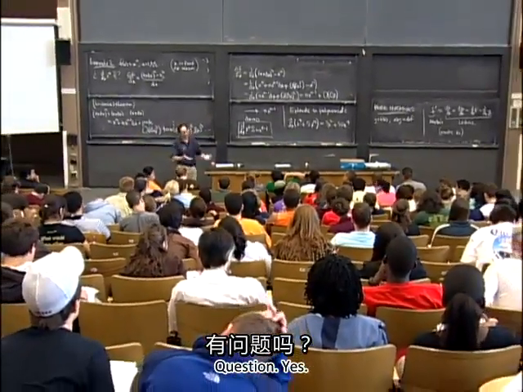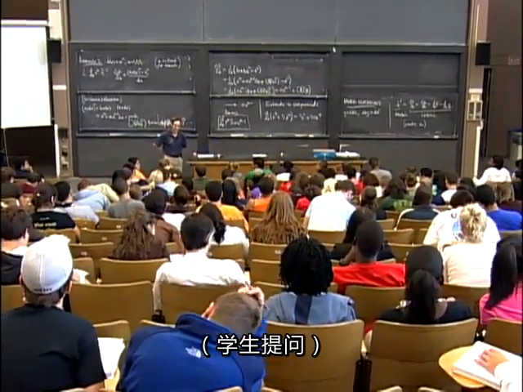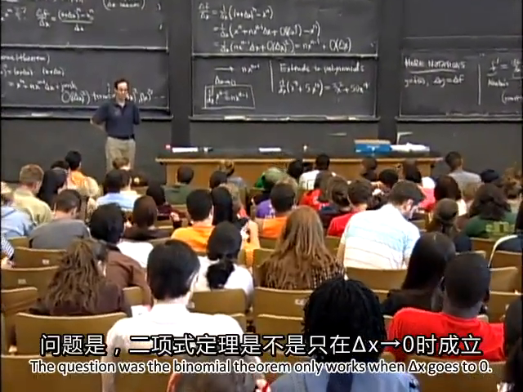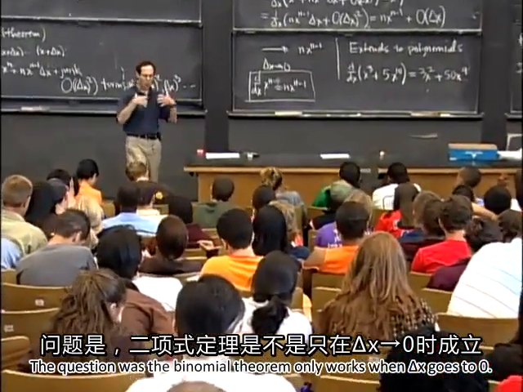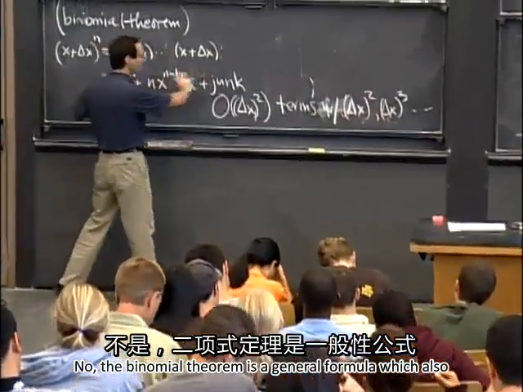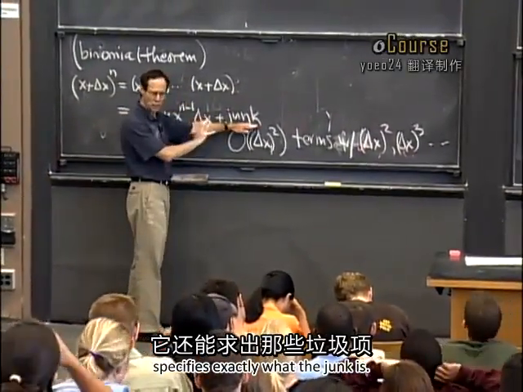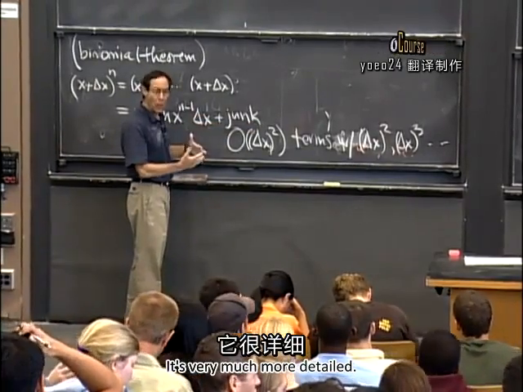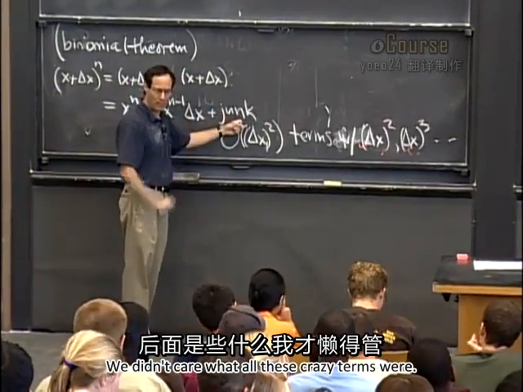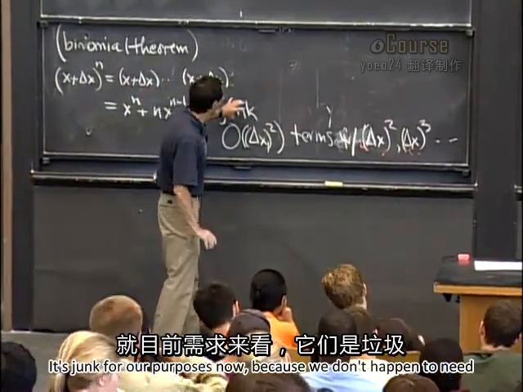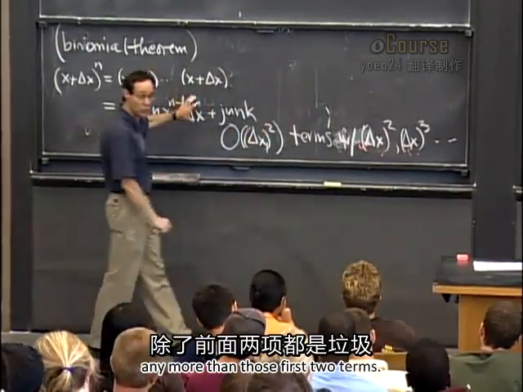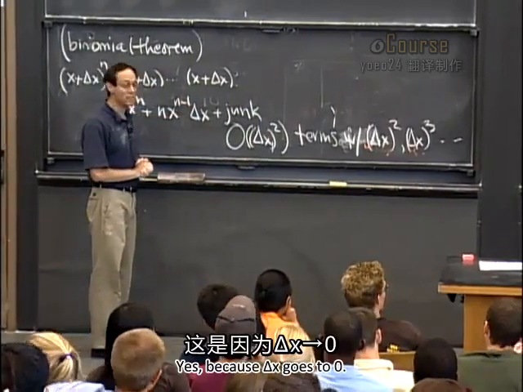Question? Yes. The binomial theorem only works when delta x goes to 0? The question was, the binomial theorem only works when delta x goes to 0. No, the binomial theorem is a general formula which also specifies exactly what the junk is. It's very much more detailed. But we only needed this part. We didn't care what all these crazy terms were. It's junk for our purposes now because we don't happen to need any more than those first two terms. Yes, because the delta x goes to 0.